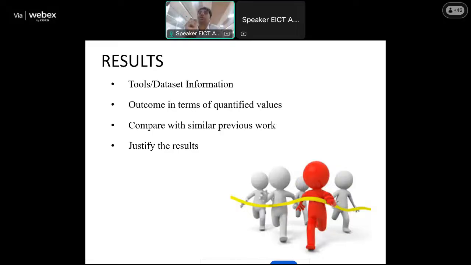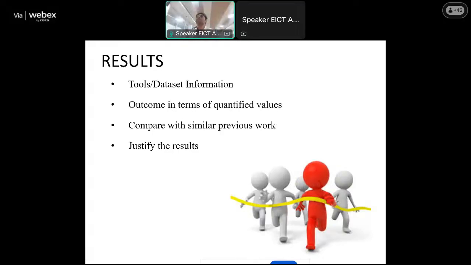Then you need to compare your work, in terms of the quantified parameter, with previous work. Ideally, if you have chosen a particular journal, as I said, go through that journal, and if a particular article is available similar to your work, then try to compare your work with that previous work. Okay. And the important thing is, merely putting in a comparison table will not justify your contribution. You should justify the result and ensure that whatever the result is, it is properly justified.